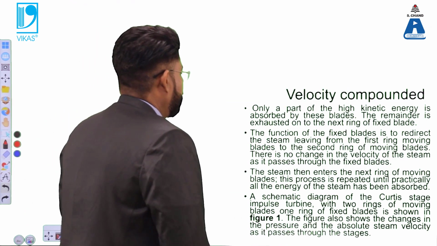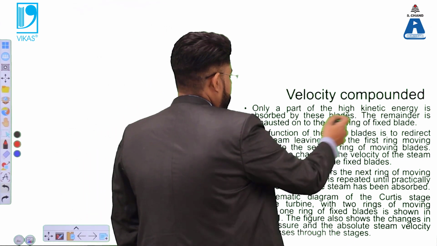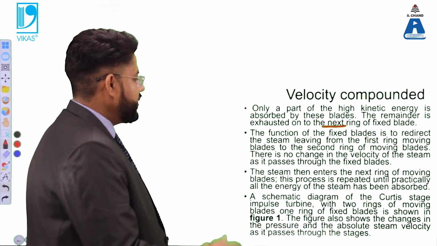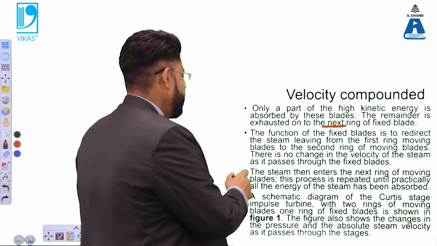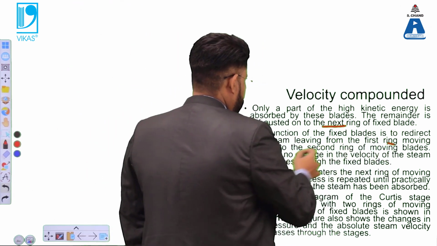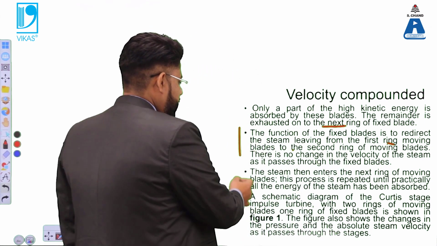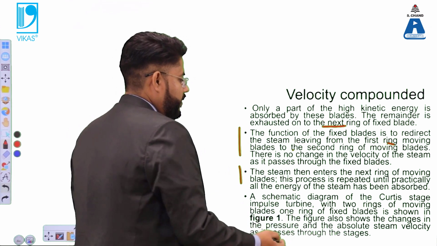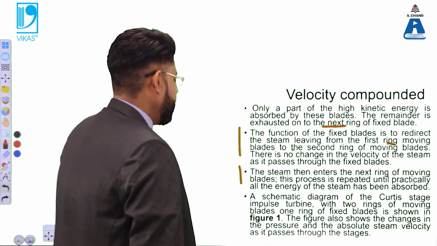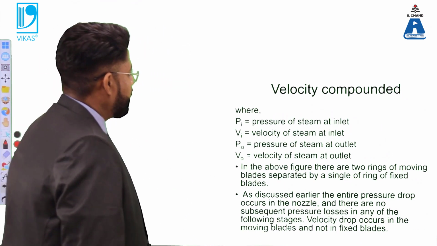In velocity compounding, only a part of the high kinetic energy is absorbed by these blades, and the remainder is exhausted in the next ring of the fixed blade. So what is the function of that fixed blade? The fixed blade is basically there to redirect the steam leaving from the first ring into the second ring part. Now the steam then enters the next ring of the moving blade, and that process is repeated practically so that the energy is being absorbed. So that is presented in figure 1 that you can see.